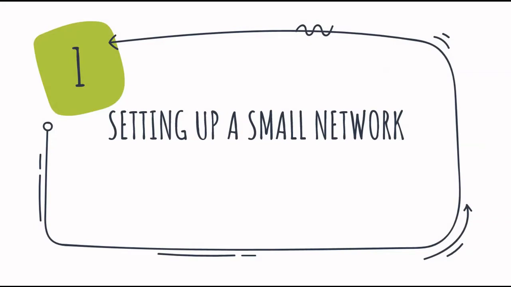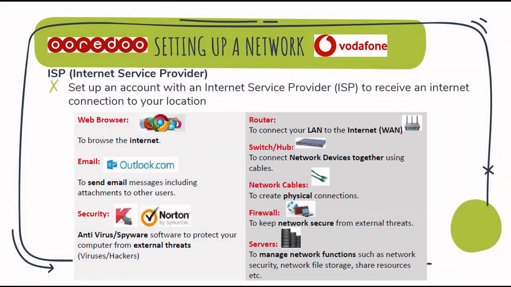The first topic we are trying to cover today is how we can set up a small network from scratch. Last lesson we already learned about router, some network devices, Wi-Fi, Bluetooth and so on. How do we put all that information together to set up a network? The first thing you need when you want to set up a network in your house, for example, is that you must have an account with an ISP. An ISP is the Internet Service Provider, which in Qatar we have Ooredoo and Vodafone. They help you to receive internet connection in your location.